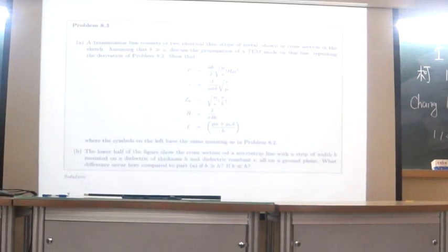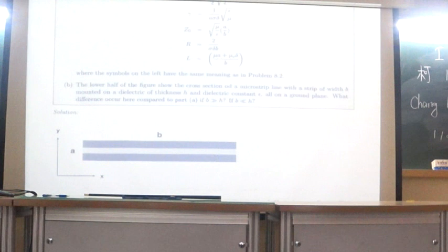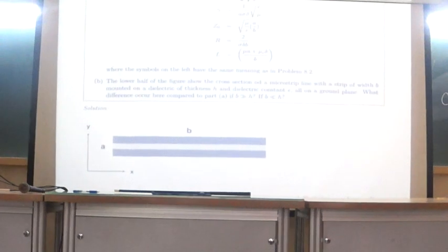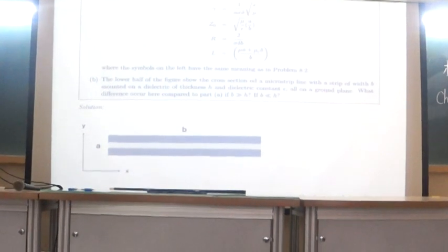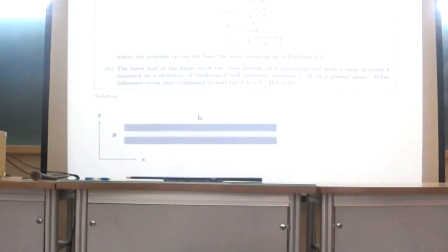And now 8.3. Basically, problem 8.3 is just like problem 8.2, but the shape is changed. In problem 8.2, the shape is a coaxial cylinder, and in problem 8.3, the shape is changed to two plates, and the dielectric medium sits between the two conductors like a sandwich. The thickness of the dielectric is A, and the width of the conductors is D.